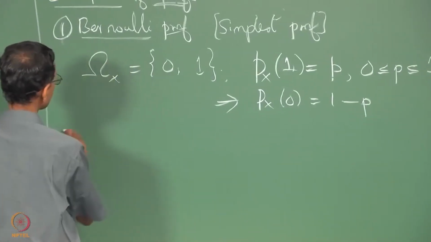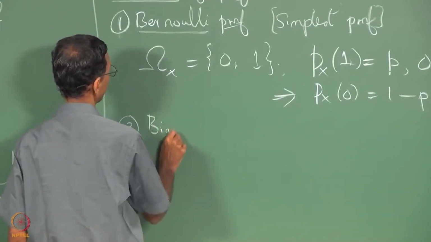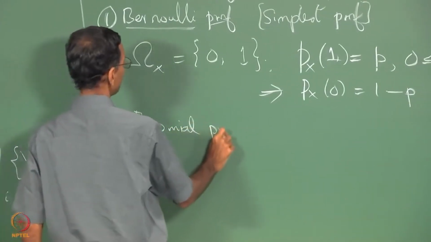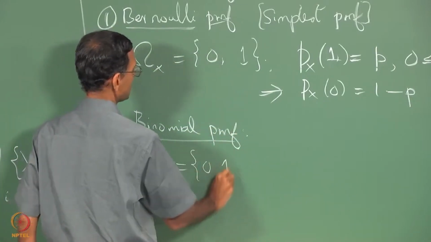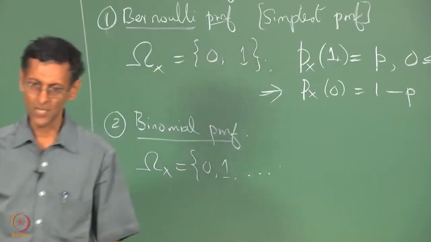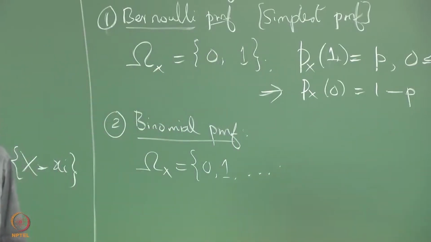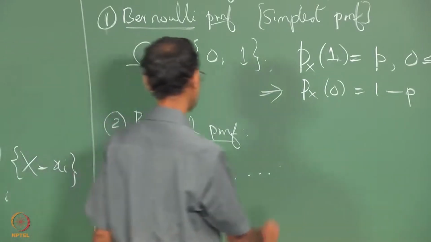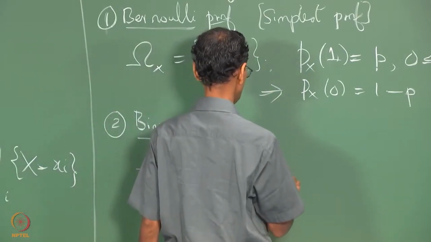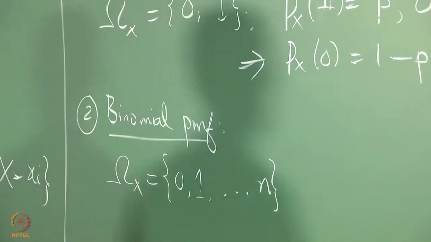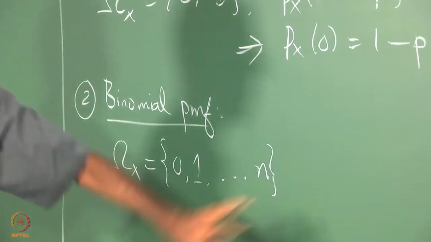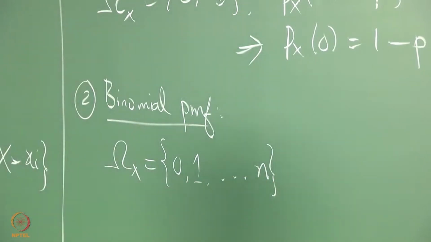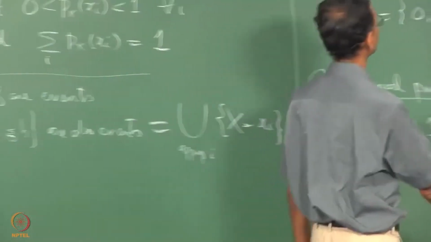Anyway, the next is the binomial PMF, which we have already seen. Here omega x is the set of integers from 0 to n. Let me see which letter I used here, capital N or small n? Okay, I will use lowercase n. I guess I used capital N for the receiver number of endpoints, but here we will stick to lowercase n.